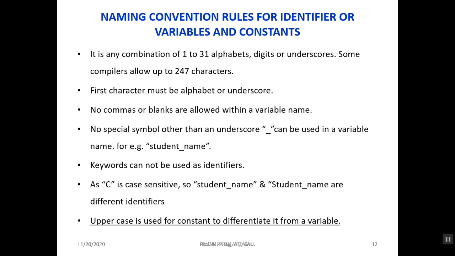There are certain naming conventions or naming rules for identifiers.